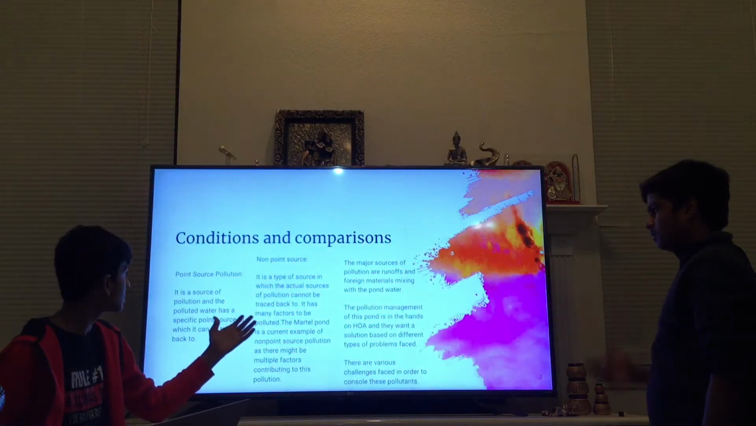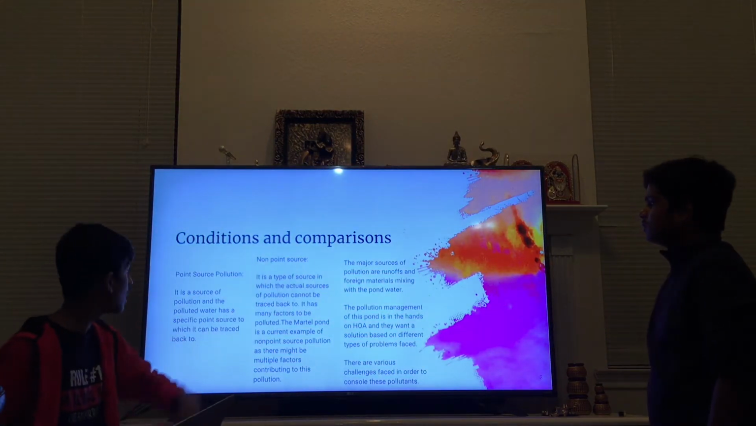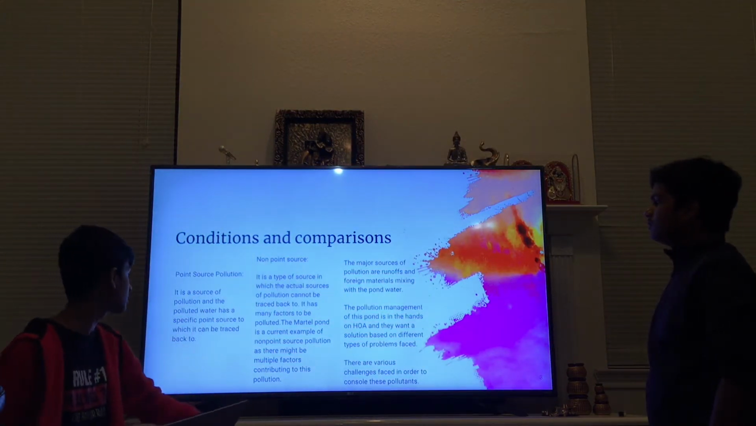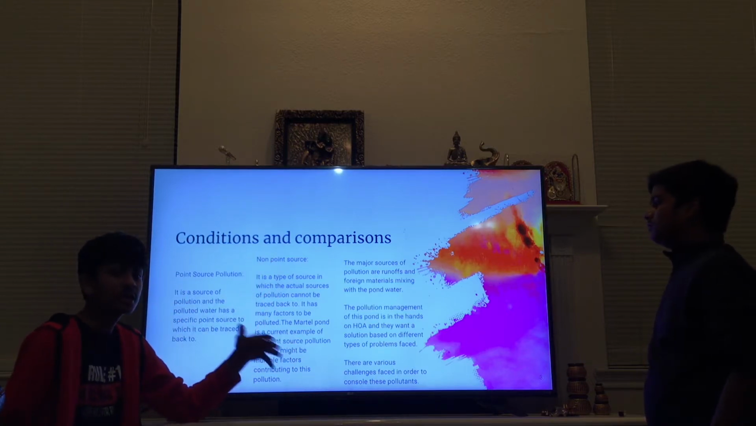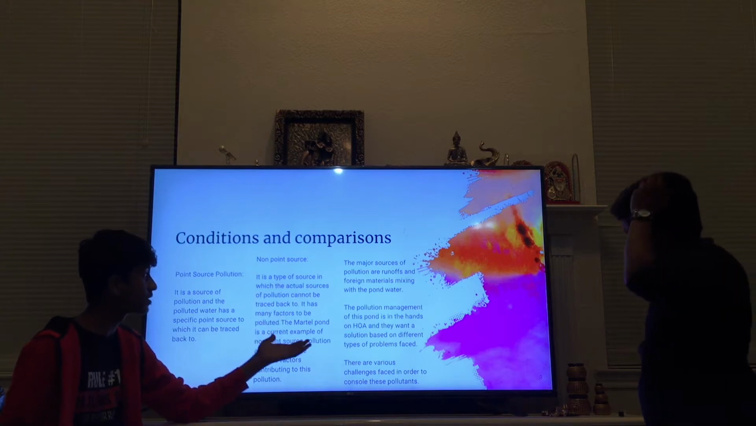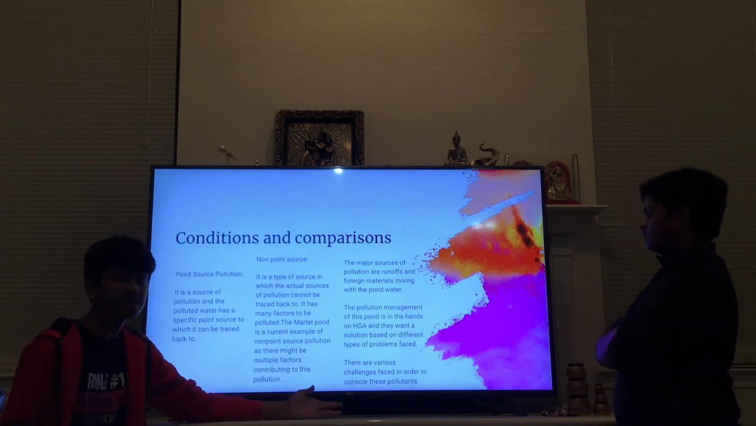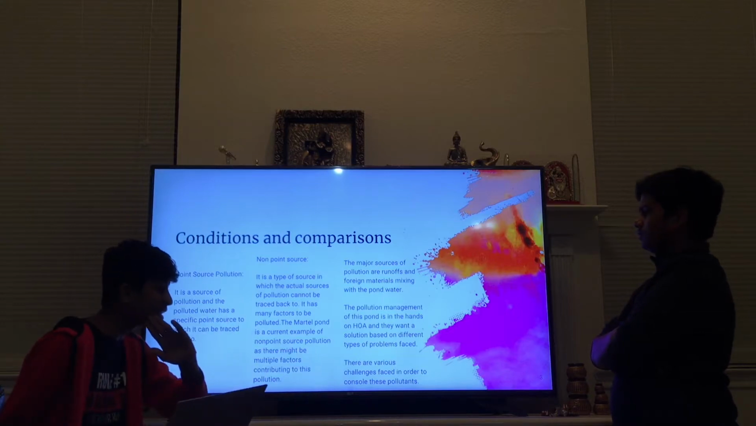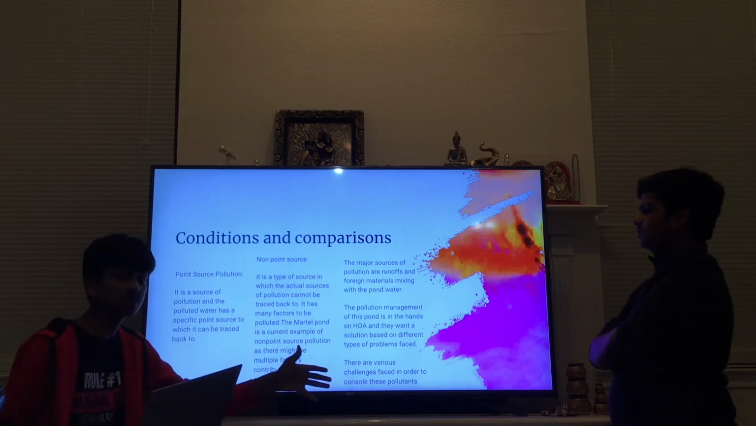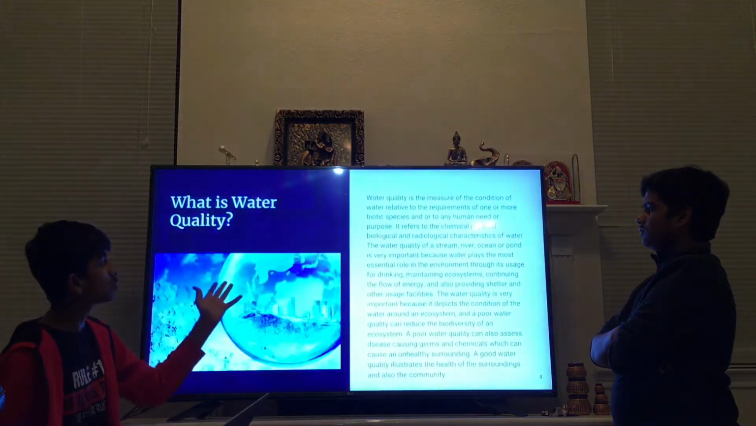Here are the conditions and comparisons about point source pollution and non-point source pollution. The point source pollution is basically a source of pollution that has a specific point where you can source it down to, and the non-point source pollution is where you can't really source the pollution from, and the Martel pond is basically a good example of that. And there are various challenges faced in order to control these pollutants, including finding the correct amount of dissolved oxygen, regulating sewage systems, etc.